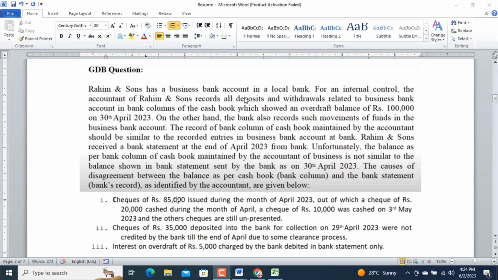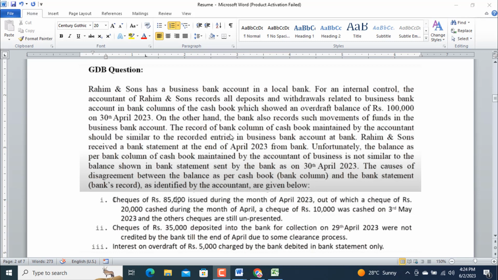Rahim and Sons has a business bank account in a local bank. For internal control, the accountant of Rahim and Sons recorded all deposits and withdrawals related to the business bank account in the bank column of the cash book, which showed an overdraft balance of rupees 100,000 on 30th April 2023. On the other hand, the bank also recorded such movements of funds in the business bank account.